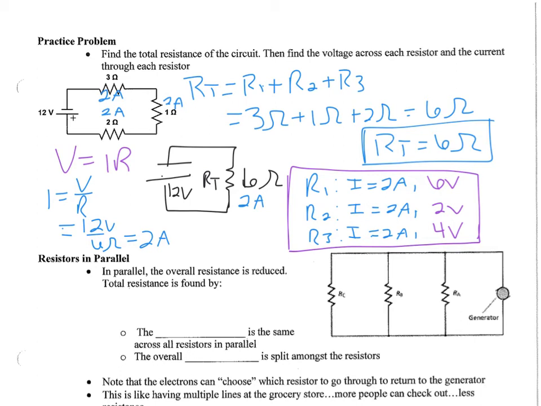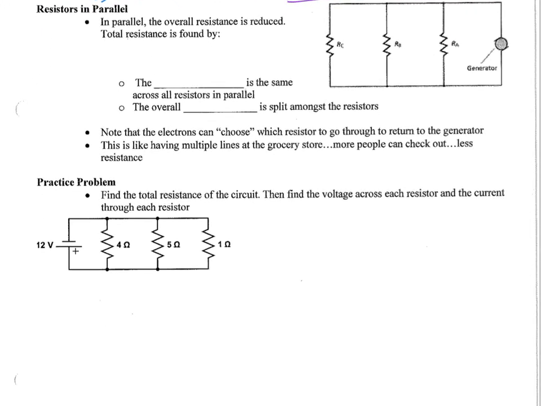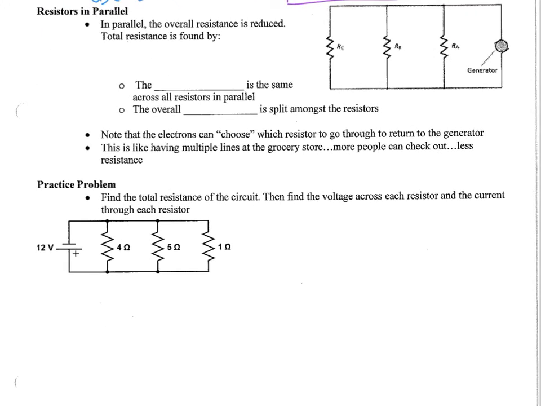It's a ladder. In other words, series is this, where they're all in line. Parallel, they're going to look like a ladder, so they're parallel to each other. So resistors in parallel. In parallel, the overall resistance is reduced. So the total resistance is found by taking 1 over the total equals 1 over R1 plus 1 over R2 plus keeps on going. So in other words, the reciprocal of the total resistance in parallel equals the reciprocal of all of the resistors added together. Parallel is the complete opposite of series.